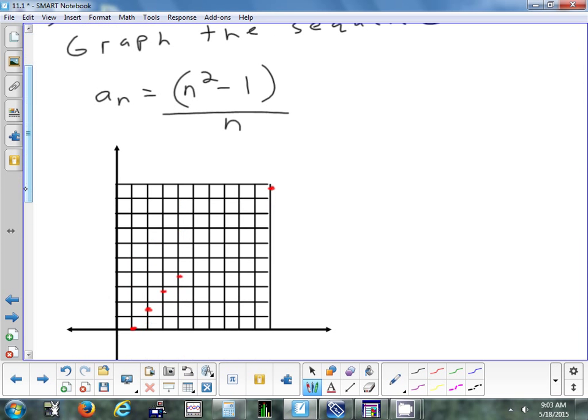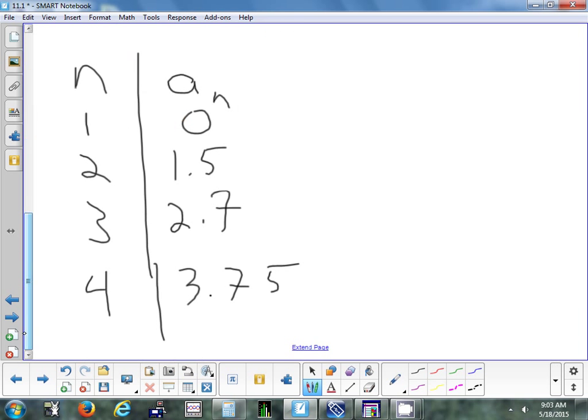Any questions on graphing that sequence? If you have to graph it, all you got to graph is like 4 or 5 points. That's good enough. But don't connect them. Okay, don't connect them.